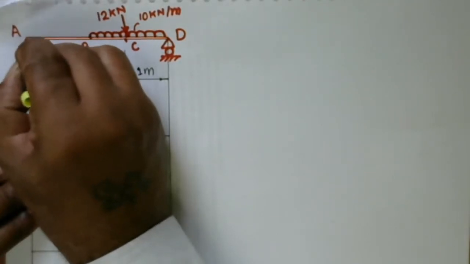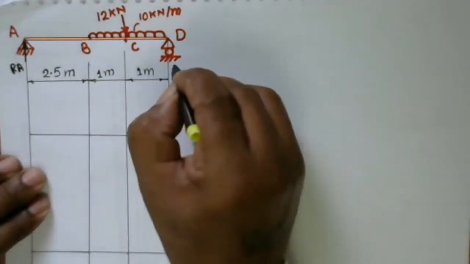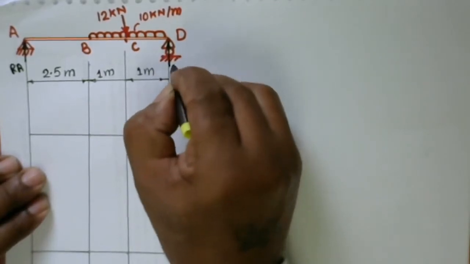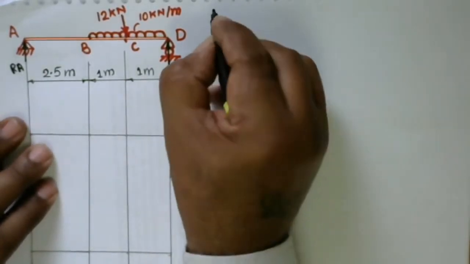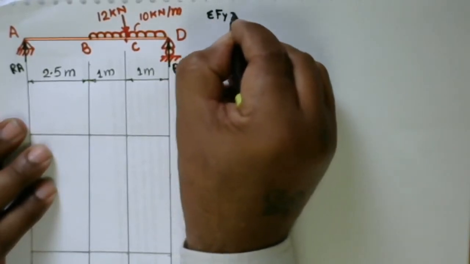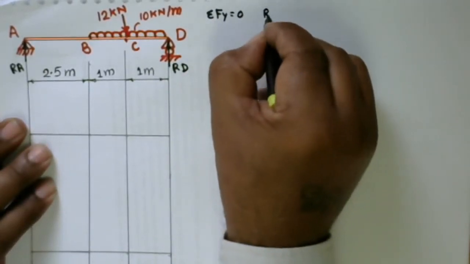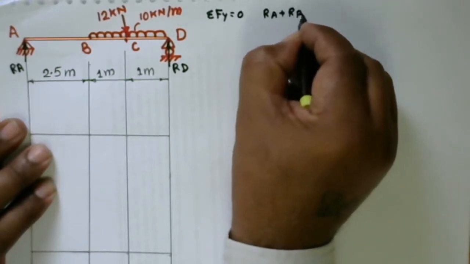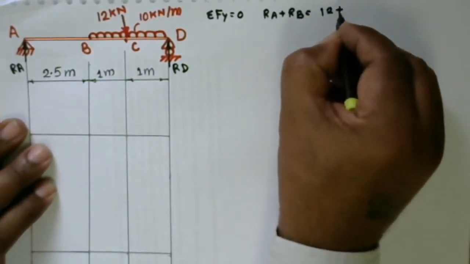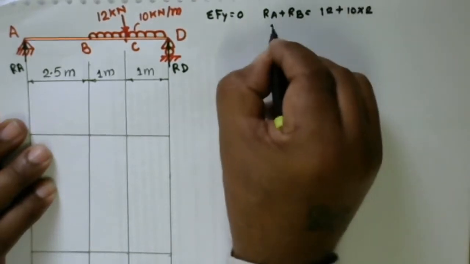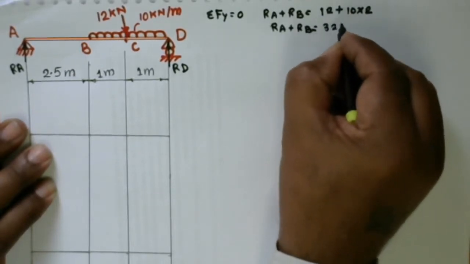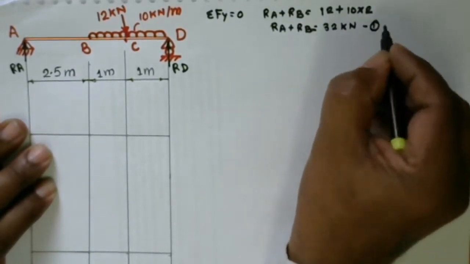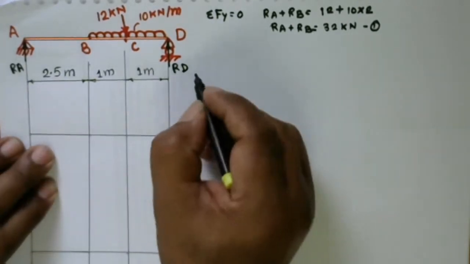So our first step is that RA and RD are the reactions at points A and D. To calculate the reactions, we have to consider summation Fy equal to 0. That is, upward forces are equal to downward forces. So here we may write RA plus RD is equal to 12 plus UDL rate, which is given as 10, into 2. So RA plus RD is equal to 32 kilonewton. Say equation number 1.